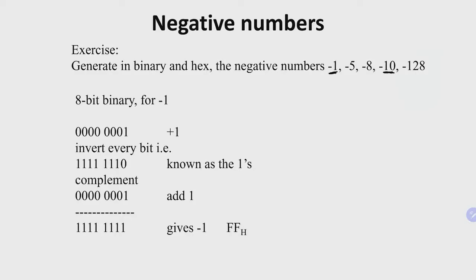we start off with a positive 1. So we have 0, 0, 0, 0, 0, 0, 0, 1. Okay, so 8 bits. So 1 in binary will be 1, and we fill up the rest with 0s to fulfill our 8-bit binary. So for the first complement, we invert all the bits. So 1 becomes 0.